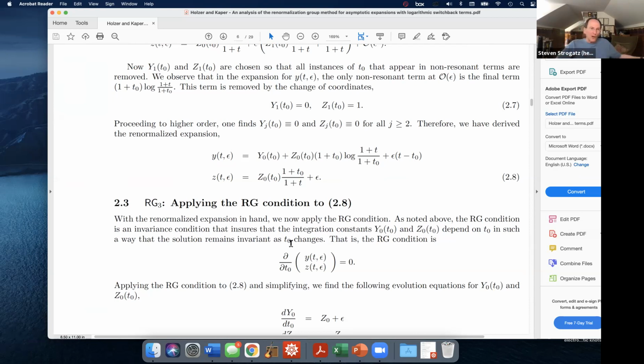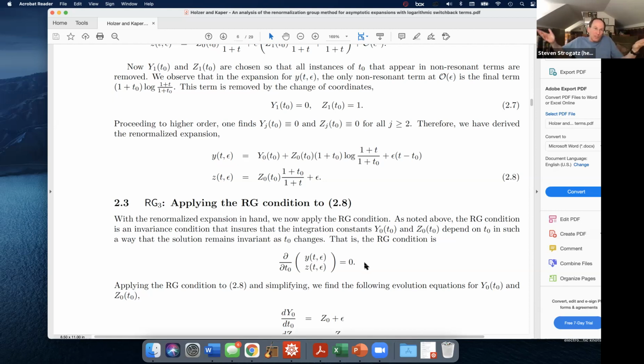The solution doesn't know what arbitrary t0 you picked. The solution is the solution. It doesn't have any t0 in it. It just has t and epsilon. So t0 is a make-believe thing. So the answer cannot possibly depend on t0. And yet we see all these formulas with t0s in them. So everything has to have 0 partial derivative with respect to t0.